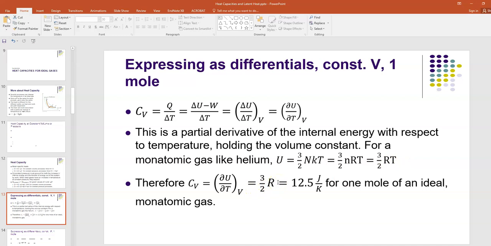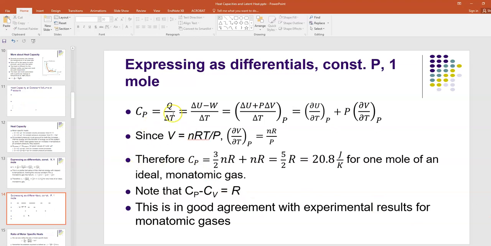Now my gas constant in SI units is 8.314 joules per mole Kelvin. So, rounding to 3 significant figures, I end up with C_V equal to 12.5 joules per mole Kelvin for 1 mole of an ideal monatomic gas.